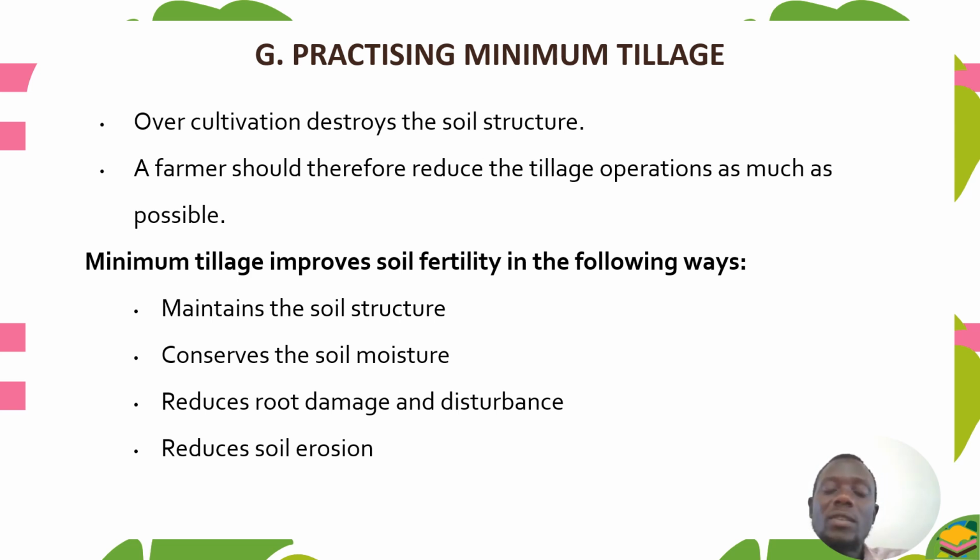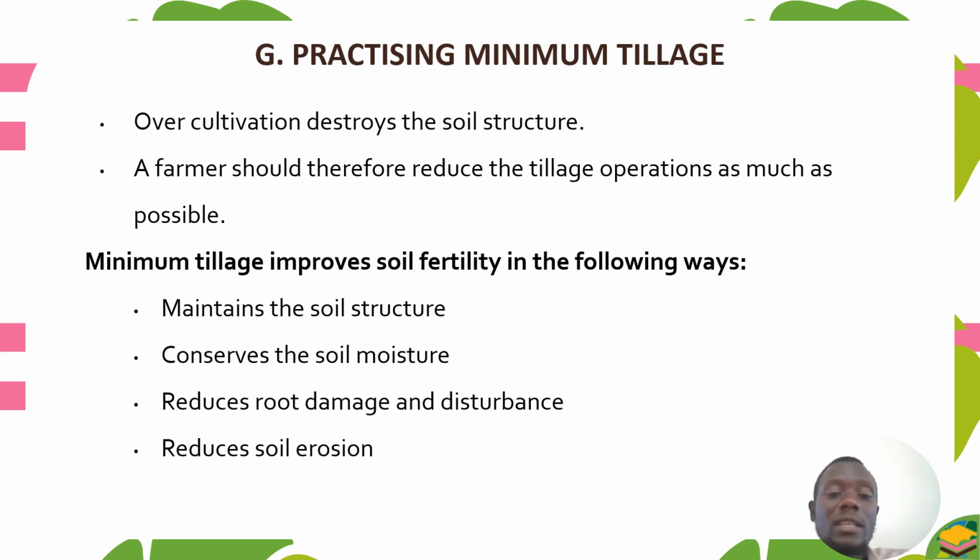One, it maintains the soil structure. So the soil structure is maintained. Why? Because there is no disturbance in the soil. Then it conserves the soil moisture. So soil moisture is also conserved. I've talked of mulching. You mulch the soil. It means there is little evaporation of moisture from the soil.